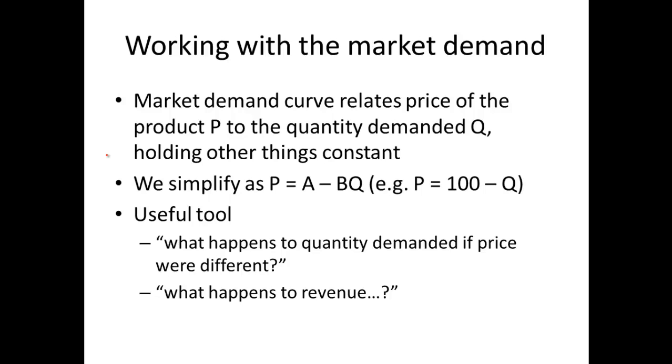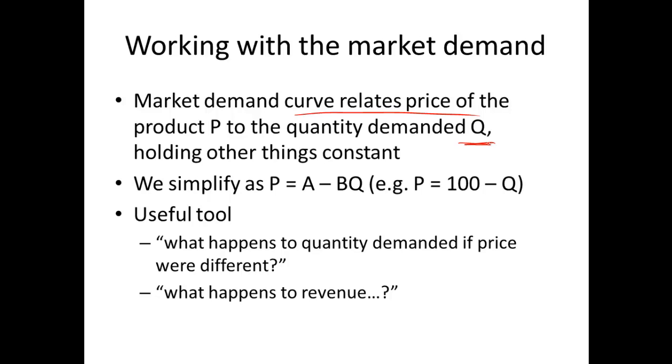All right, though, let's talk about working with market demand. So what is it that market demand does? The market demand curve relates the price of a product to the quantity demanded, holding other things constant. Well, what does that mean? Well, for example, it holds income constant. Remember, because if income changes, we'd be shifting the demand curve. But along the curve itself, we're just considering what happens when we change prices, and in particular, what happens to the quantity demanded in the whole market.